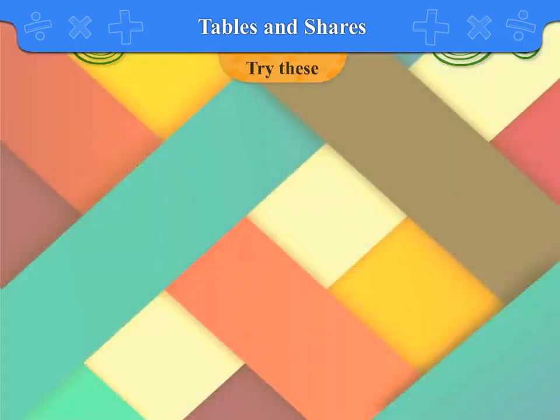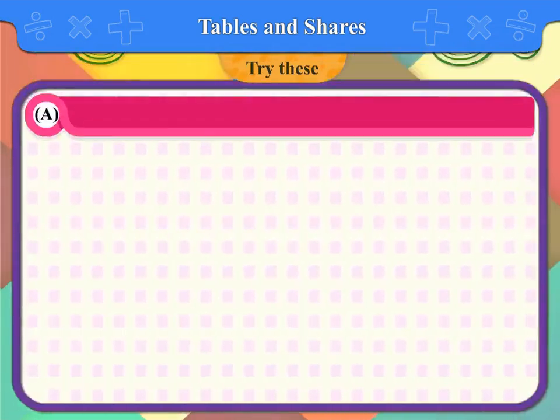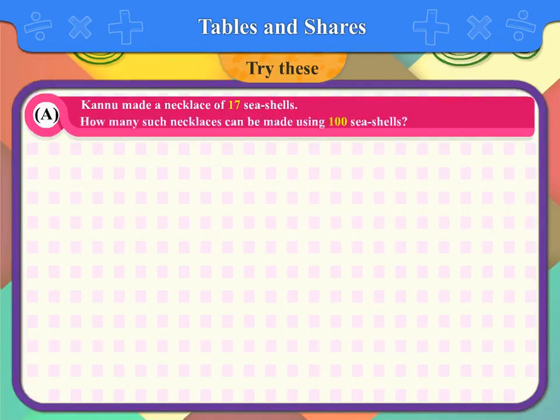Try these. Example. Kanu made a necklace of 17 seashells. How many such necklaces can be made using 100 seashells? Solution. Kanu has made a necklace of 17 shells. He has 100 shells. To find the number of necklaces he can make using 100 shells, we will follow this method.